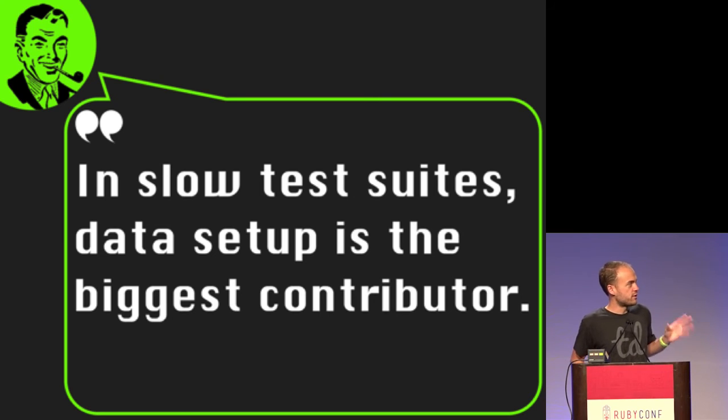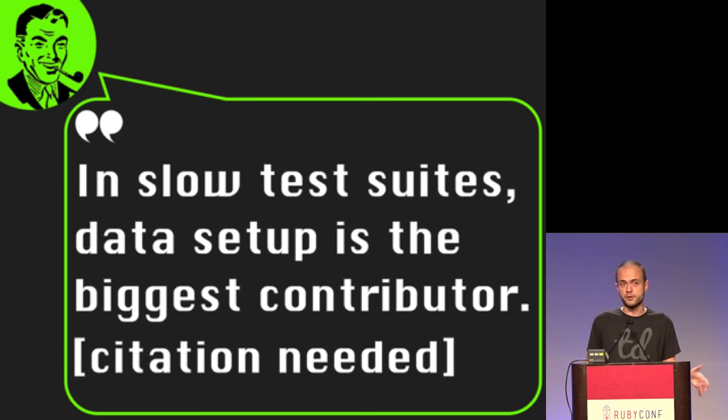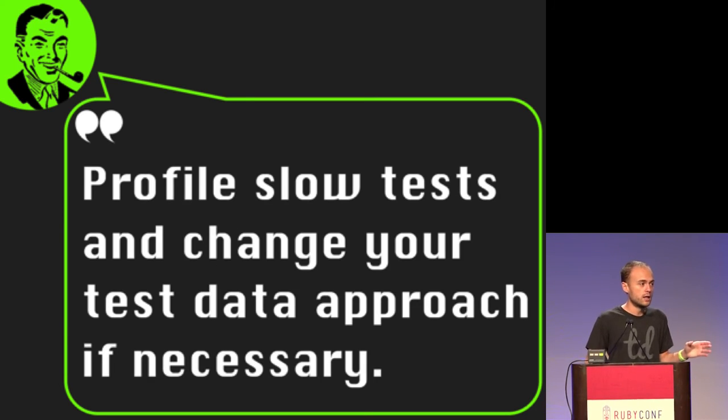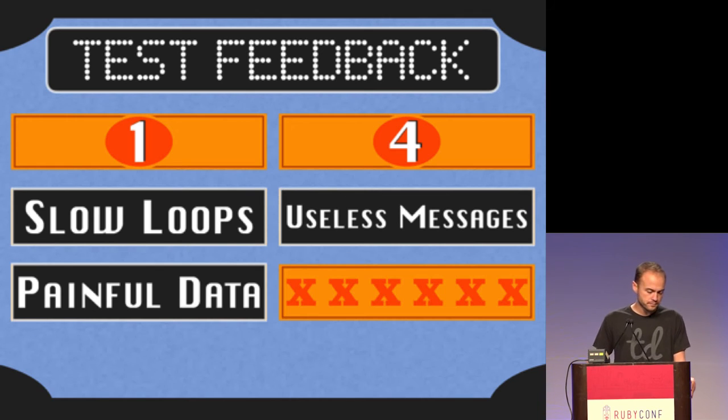So what I've found is that in slow test suites, data setup is normally the biggest contributor to the slowness. I don't have proof of that, but it feels truthy, so I made a slide. I encourage everyone, though, to profile those slow tests and use git bisect to figure out exactly what made them slower. And if necessary, change your approach to how you control your test data.